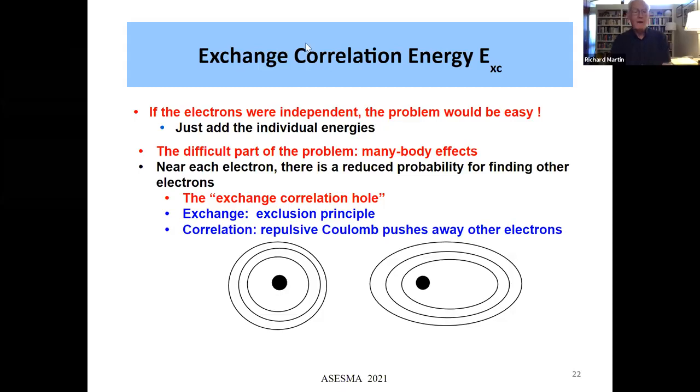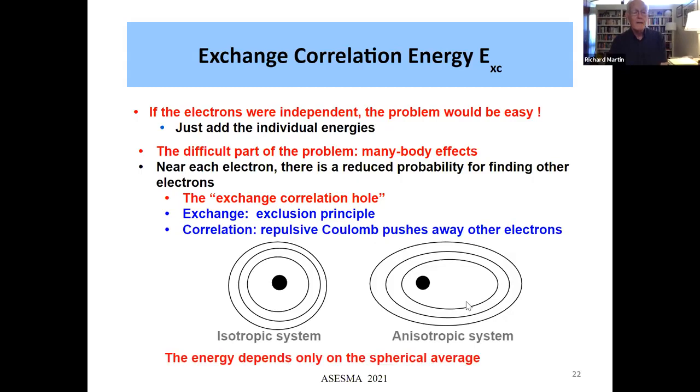So these little diagrams at the bottom are just meant to be contour plots of the reduced probability of finding electrons nearby a given electron at the point indicated by the dot. So here would be an isotropic system. Here's an anisotropic system. Real anisotropic systems might be much more complicated, but the key is that the energy depends only on the spherical average.